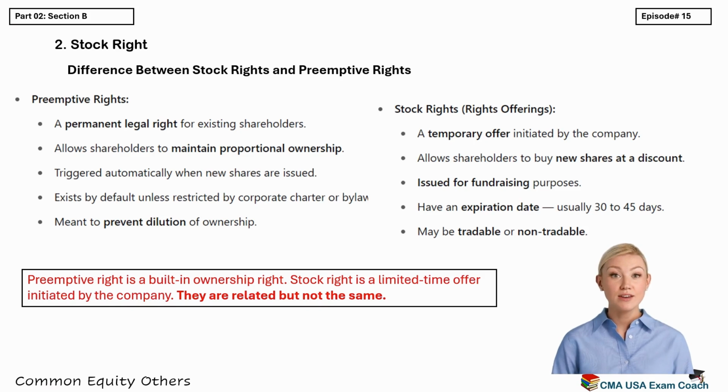It means that whenever the company issues new shares, you have the legal right to maintain your proportional ownership by buying a proportionate number of new shares. It's a built-in right that exists unless the company's charter says otherwise.